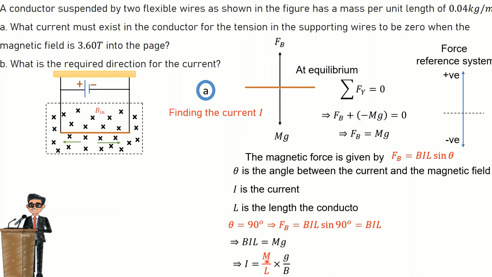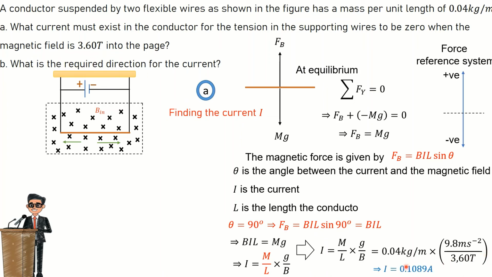Now I separated this because the value was given already. The mass per unit length was 0.04 kilograms per meter. Our g is the acceleration due to gravity, which is 9.8, and our B is the magnetic field strength, which is 3.60 Tesla. So with that we get our current to be approximately 0.1089 amperes.